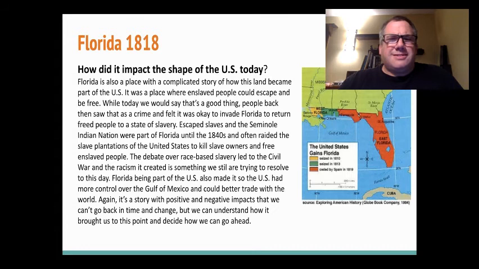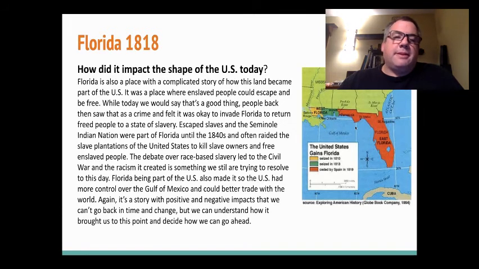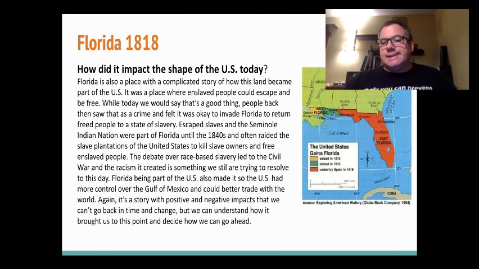That sounds all negative, and it is. But an advantage that gaining Florida did was it helped the United States secure access to the Gulf of Mexico. Now that this was part of the U.S., you could sail into the Gulf of Mexico, into New Orleans, into all the different ports that were here and would become here, and be in American waters the entire time. And that is extremely important today when you consider how many resources flow in and out of New Orleans, how many resources are in the Gulf of Mexico. So again, like it says at the end here, this is a story with positive and negative impacts that we can't go back in time and change, but we can understand how it brought us to this point and decide how we can go ahead.